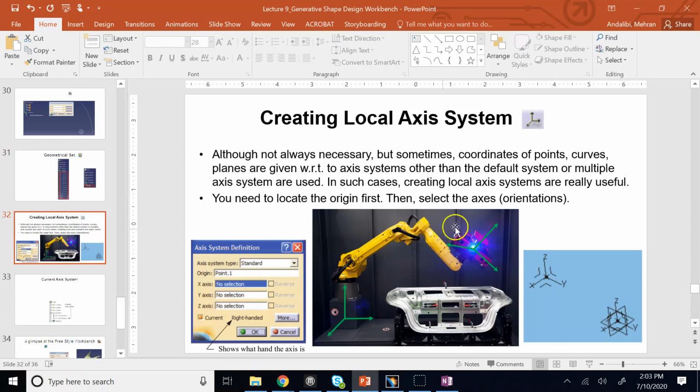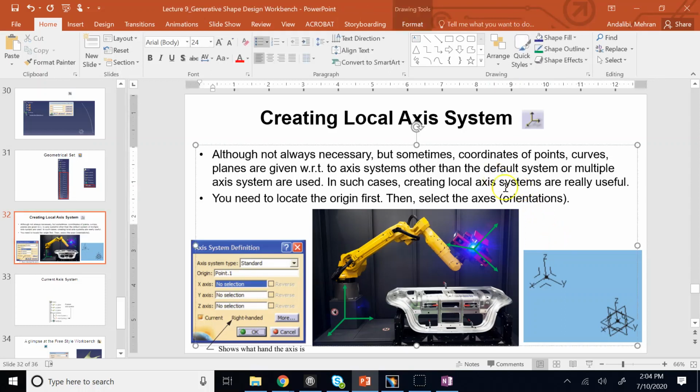Okay, one last thing I wanted you to know is creating a local, or what we call a secondary, axis system or coordinate system. So many times in real life, we use secondary or tertiary or so many other coordinate frames. It's not that we always use one coordinate frame in our problems or in real life.